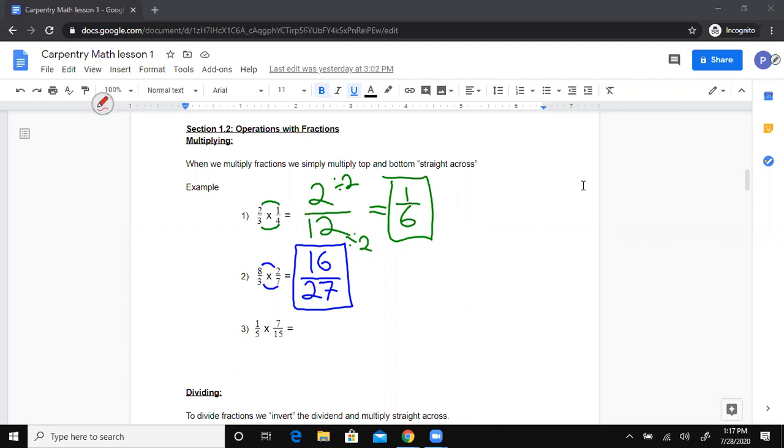One more is 1/5 multiplied by 7 over 15. Again, top to top, bottom to bottom. You can write this as 1 times 7 divided by 5 times 15.